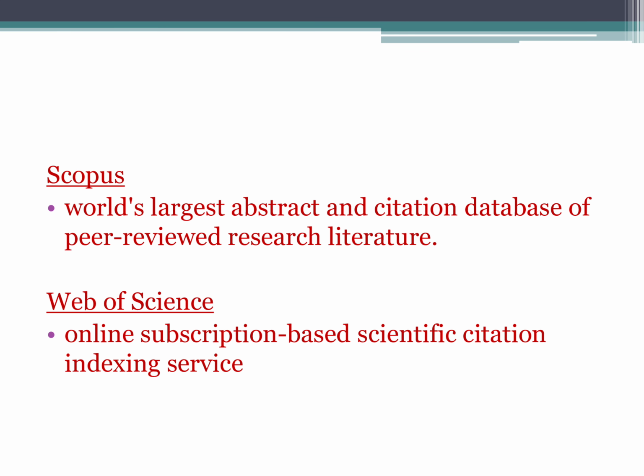Scopus and Web of Science are another two reference or index resources. Scopus is the world's largest abstract and citation database of peer-reviewed research literature, while Web of Science is an online subscription-based scientific citation indexing service. Both these, Scopus and Web of Science, have a lot of collections of research articles, journals, research papers, etc., where you can find a lot of authentic information on different topics.